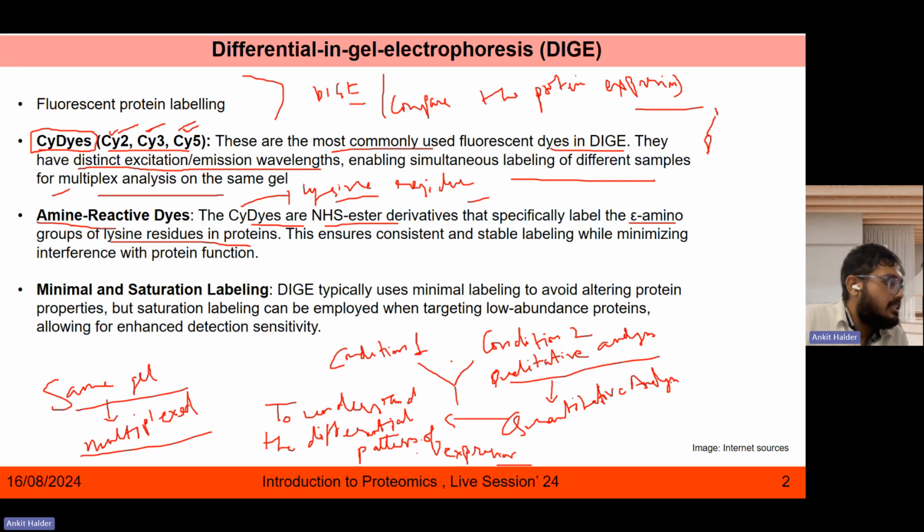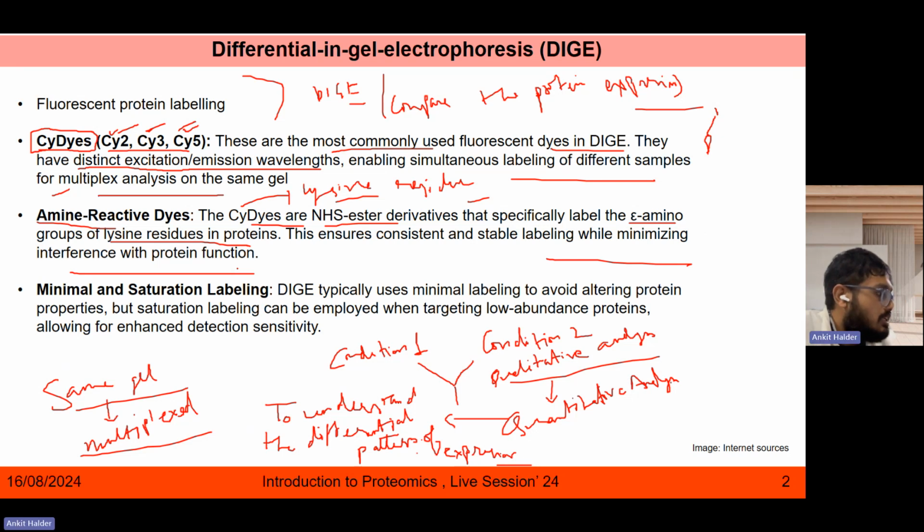Now, among the labeling, as it is written, this ensures consistent and stable labeling while minimizing interference with protein function. Protein function needs to be kept intact, and those fluorescent dyes should make a stable bond with our particular protein. So here, lysine residues, amine reactive dyes, and they have different excitation and emission wavelengths.